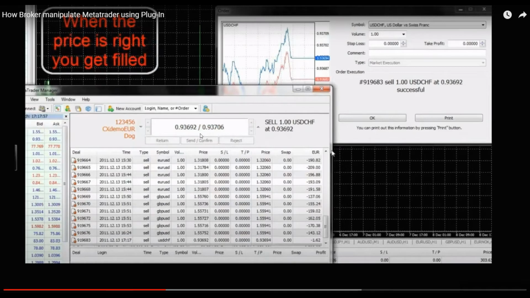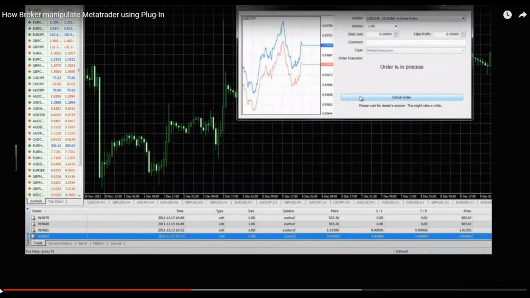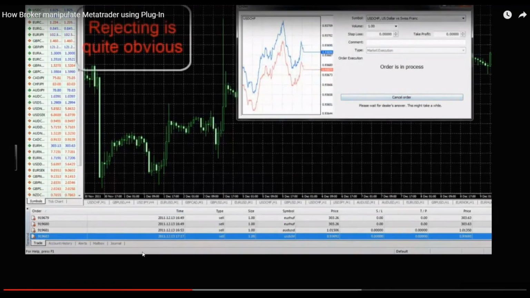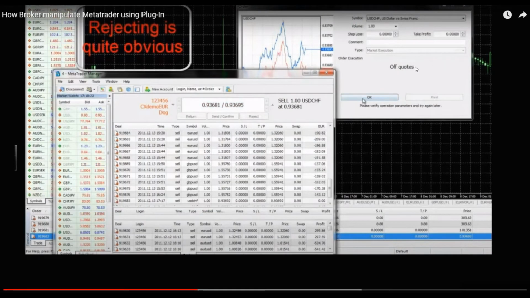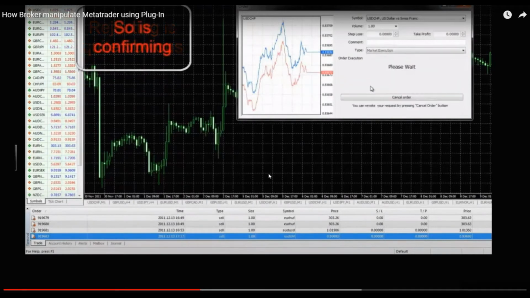And let me show you another thing. We talked about this button right here where they reject, how it says off quotes. Let me show you what that looks like, because I've gotten this message a lot of times. All right, they just reject. Look, off quotes. They don't want this person to place a trade at that level.